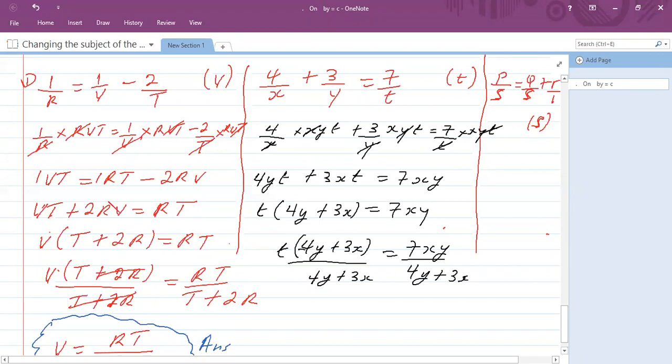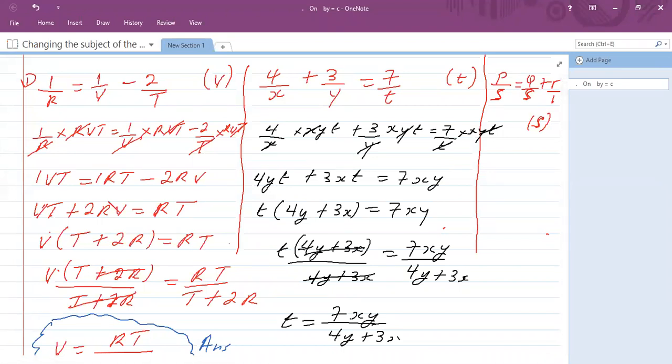So this cancels with that one. So T equals 7XY divided by 4Y plus 3X. That's my answer, right? Yes, sir.